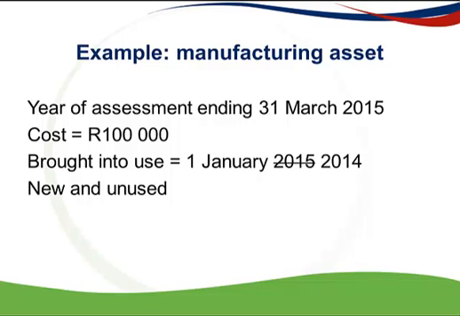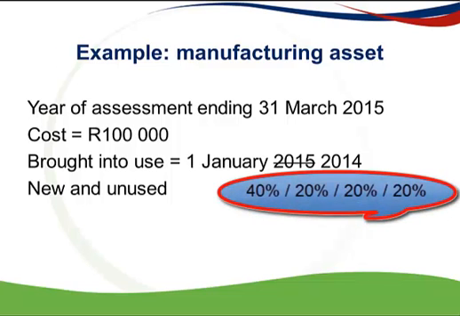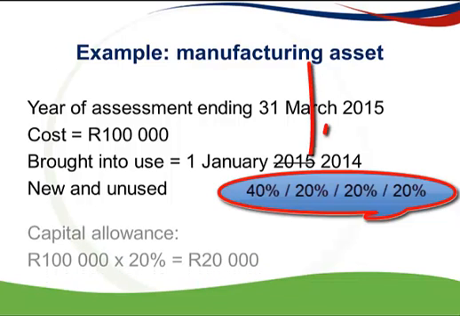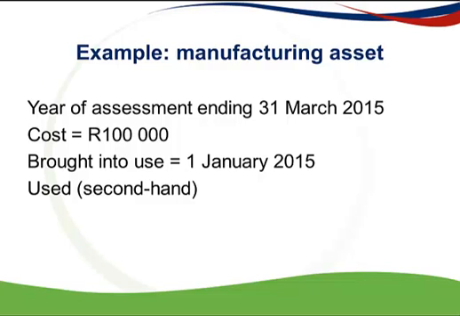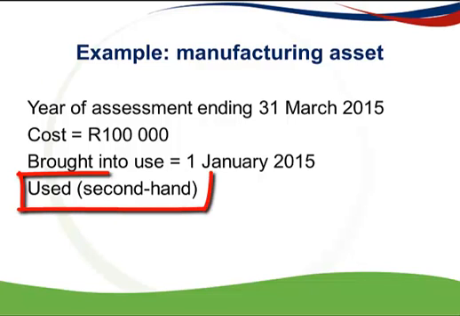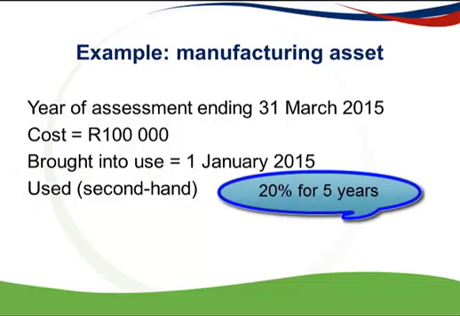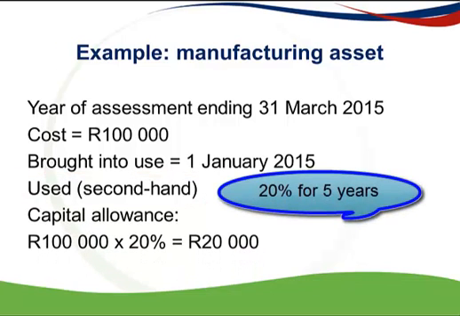Let's assume now that I have brought it into use in my previous year of assessment on 1 January 2014, and it is still new. In other words, I will still apply the 40-20-20-20 rule, but because this is now my second year, my 2015 year of assessment, then I will only claim 20% in the second year. Now let's look at an asset which is also brought into use on 1 January 2015, but it is used. Now I can't apply the 40% in the first year. I apply the 20% for 5 years, and that is why I will claim 20% of the cost as my capital allowance for this asset.